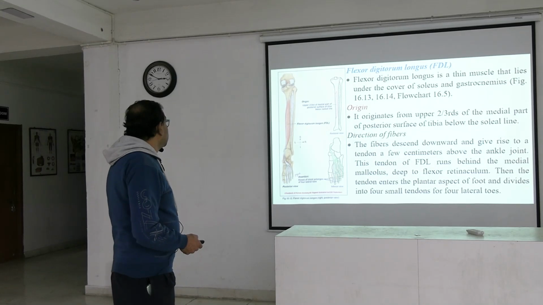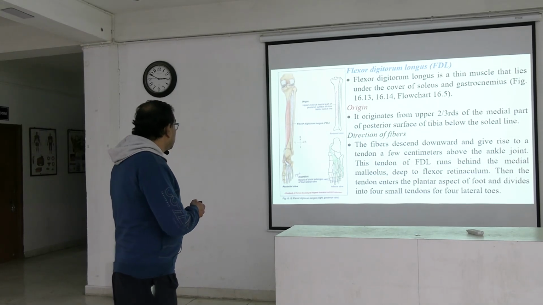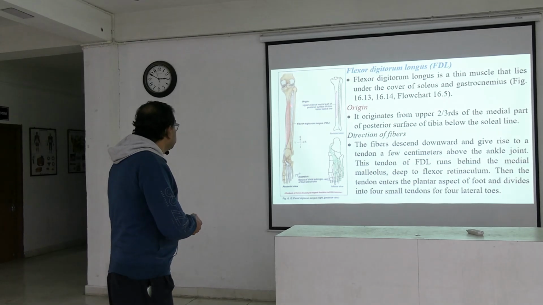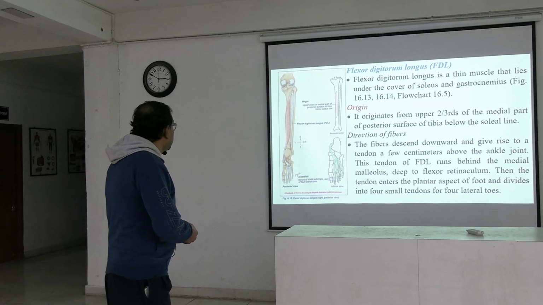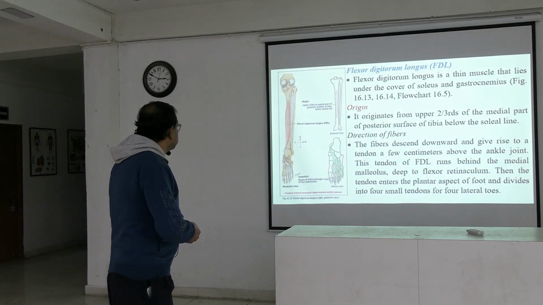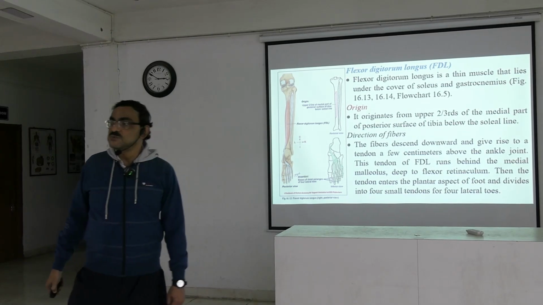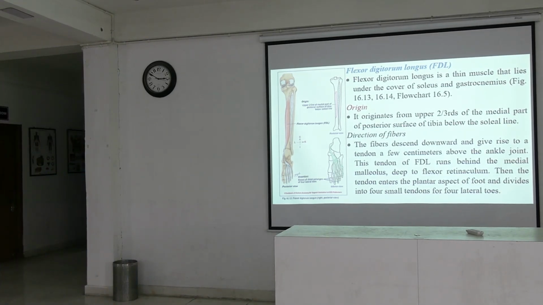Now we are getting flexor digitorum longus, we can see it taking origin from the tibia. This is a tibia, this is a fibula, in between we are getting the interosseous membrane. So this is the area, the upper two-thirds of the posterior surface of the tibia, from where we are getting this flexor digitorum longus, and this divides into 1, 2, 3, 4 tendons which are going to the lateral 4 digits. It causes flexion.